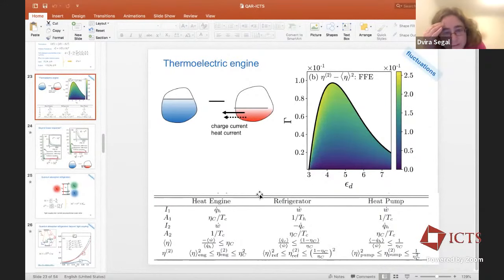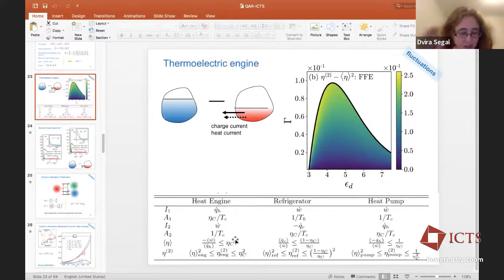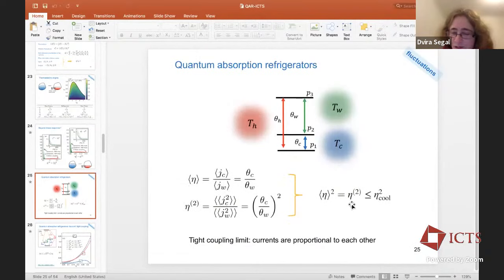First, I should mention that these bounds were derived assuming the machine acts as either of these three scenarios: heat engine, refrigerator, or heat pump. For this, the maximal efficiency depends on the operation regime. This was part of the analysis. The proof relies on the machine operating in either of these forms. Regarding saturation, here it was in the tight coupling limit, the lower bound.